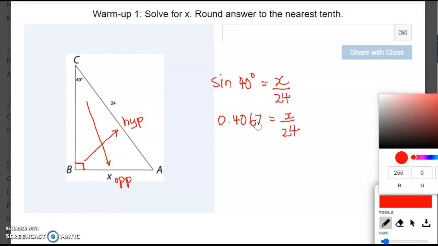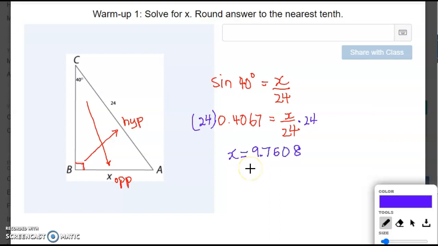So what do I need to do? I see that x is being divided by 24. That means I need to multiply both sides by 24. I'm going to use parentheses so that I do not mix up decimals with multiplication. Then x is 24 times 0.4067. So I get my x to be 9.7608 when I multiply 24 times 0.4067.